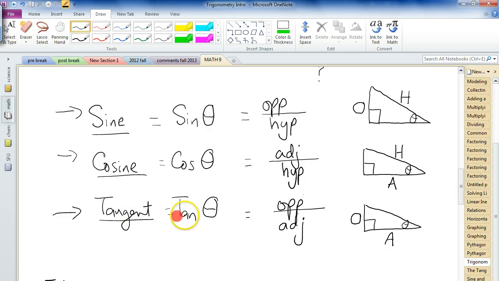And some of you may have been taught, there's actually an easy way to remember all these things. I'm not going to mention it to you right now. It's a nice little way to remember all these things. In the next lesson, I'll show it to you.